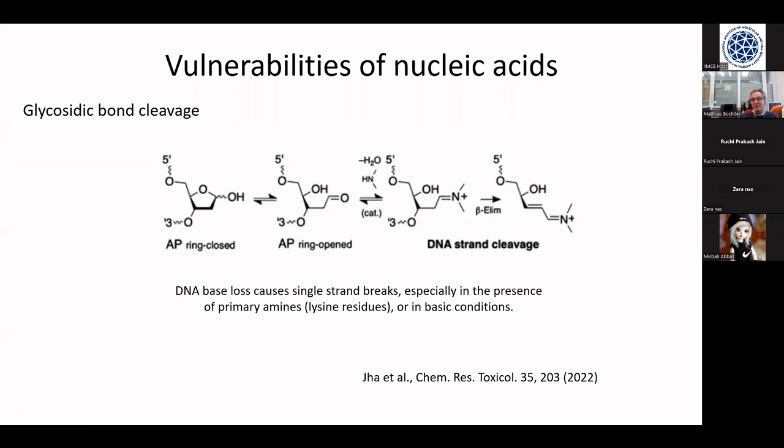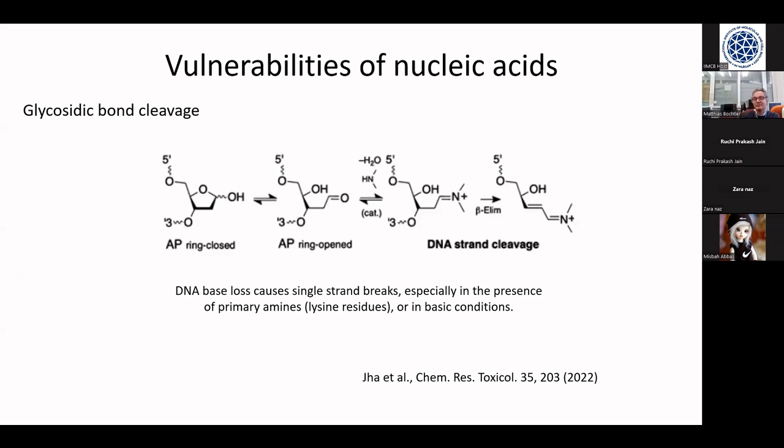And the ring open form is prone to beta elimination, either in very basic conditions or under Schiff base catalysis with primary amines. By beta elimination, you release the free 3' end of the DNA. Technically there are two variants of it called beta and delta elimination, not relevant for this lecture, but what you should remember is that losing the base is bad because next you will also break the backbone. And of course then the single strand break is a lot more severe than the original problem.